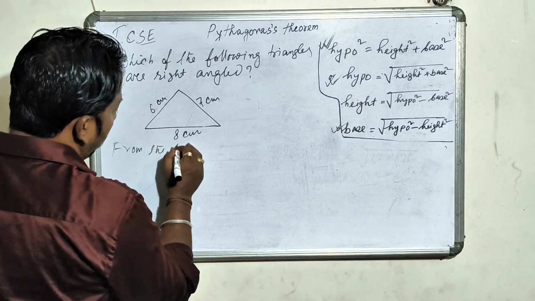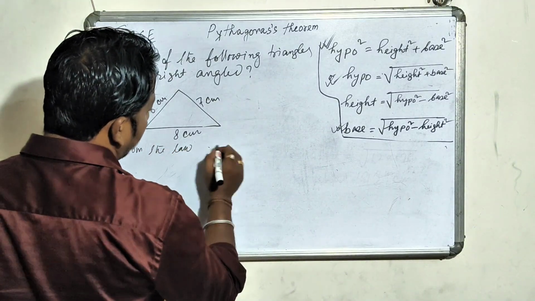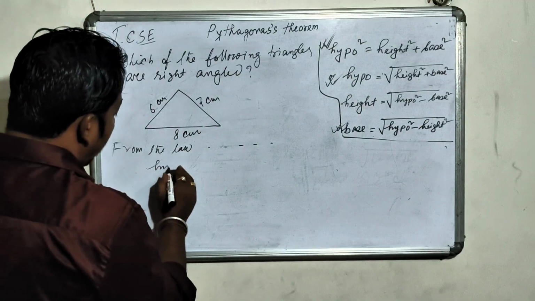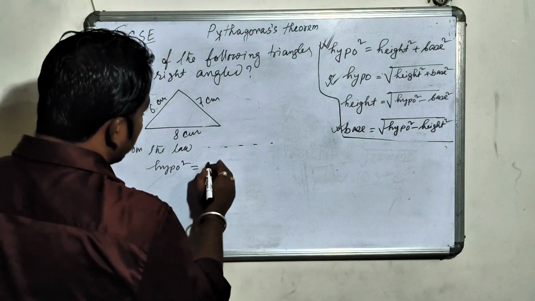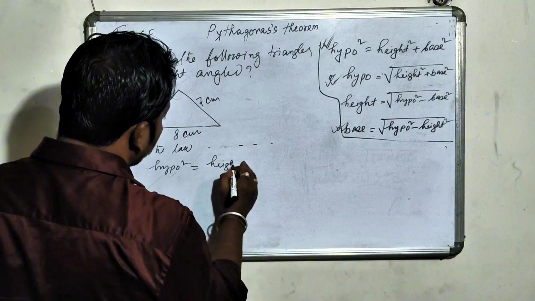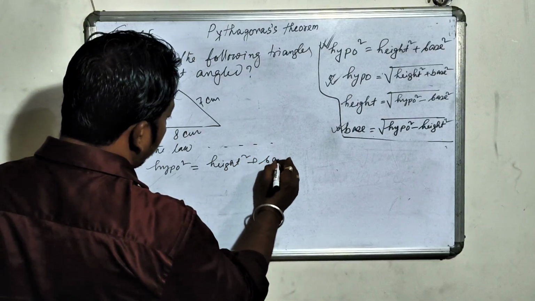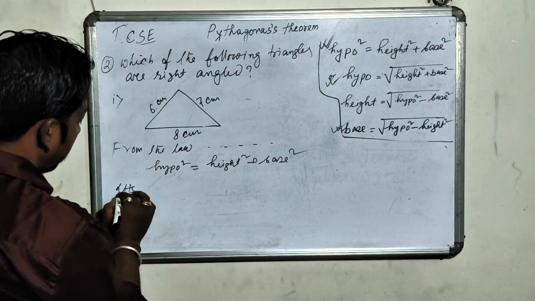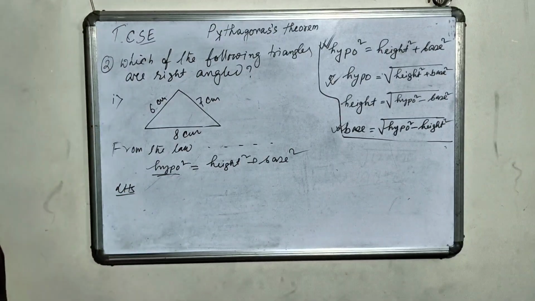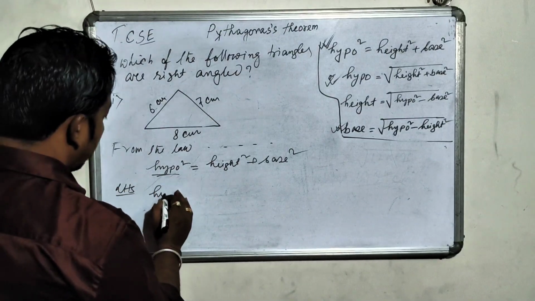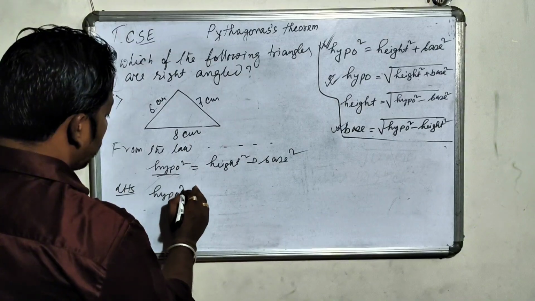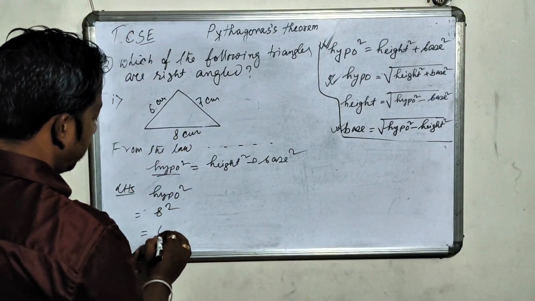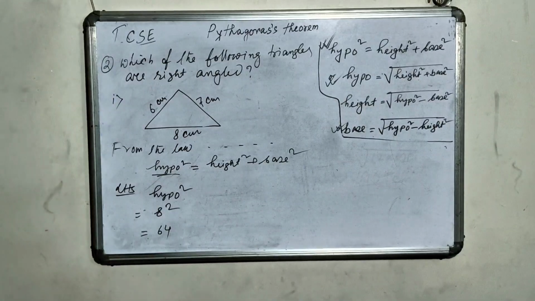Then from the law of the Pythagoras theorem, hypotenuse square is equal to height square plus base square. Now on the left hand side, what do we have? Only the hypo, so write down hypo square. What is the value of hypo? 8, that means 8 square, that should be 64.